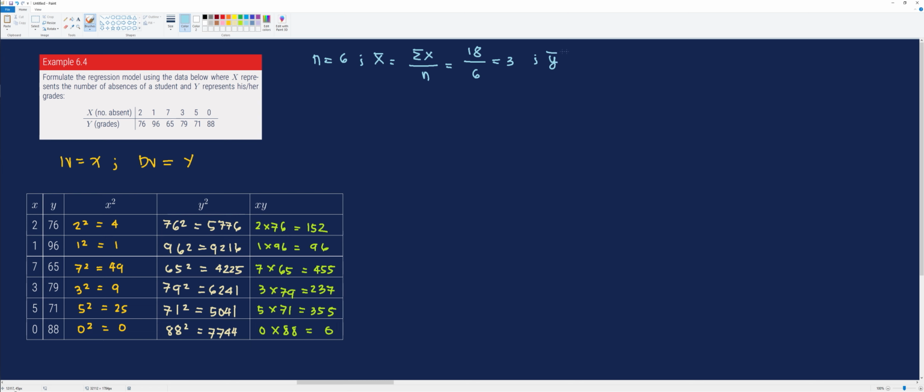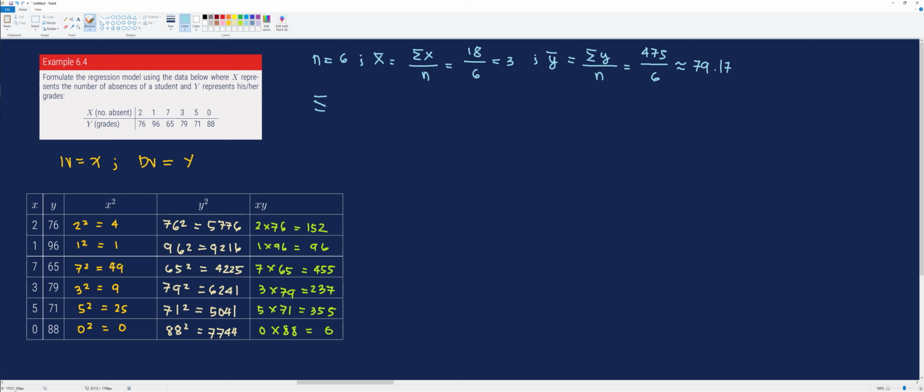Next, calculate the sample mean of y, which is equal to the summation of y over n. And the summation of y is equal to 76 plus 96 plus 65 plus 79 plus 71 plus 88, which is equal to 475 divided by n, which is equal to 6. Performing the operation, we get the sample mean, which is about 79.17.